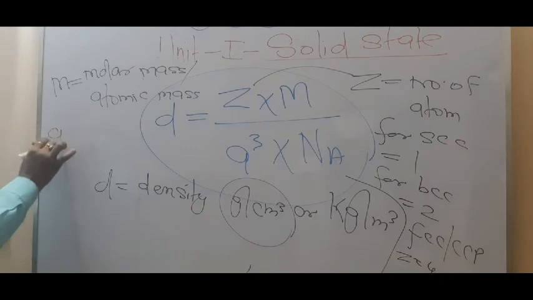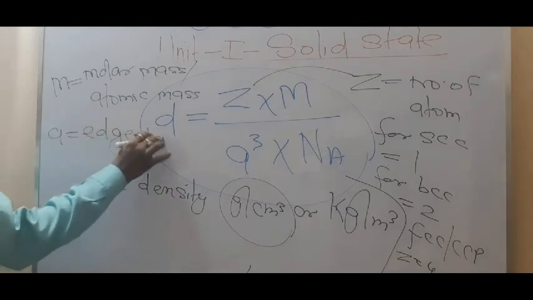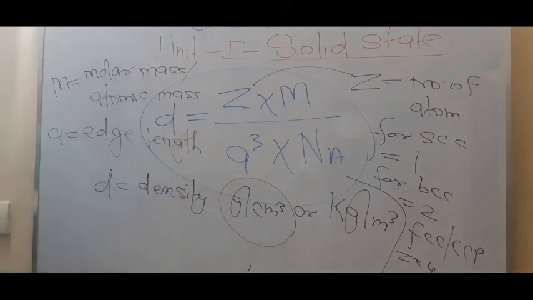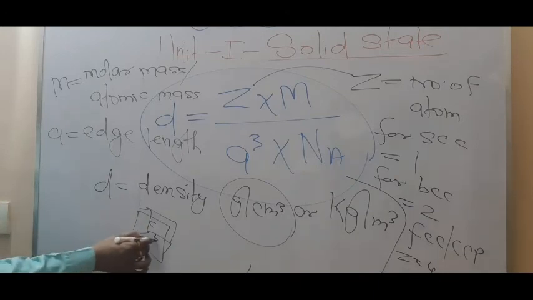Now, what about the A? A is known as edge length. Are you getting this point or not? Yes, I told you edge length. What is the edge length? A, B, C are given; A, B, C are edge lengths. In case of cubic conditions, this will be A. So that's why we take A cube.